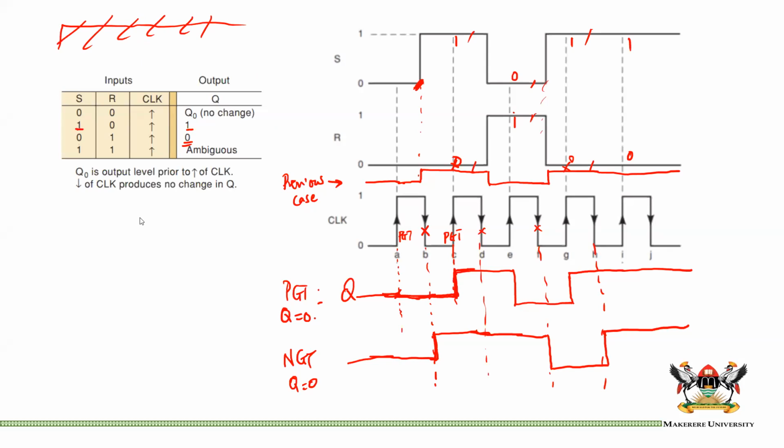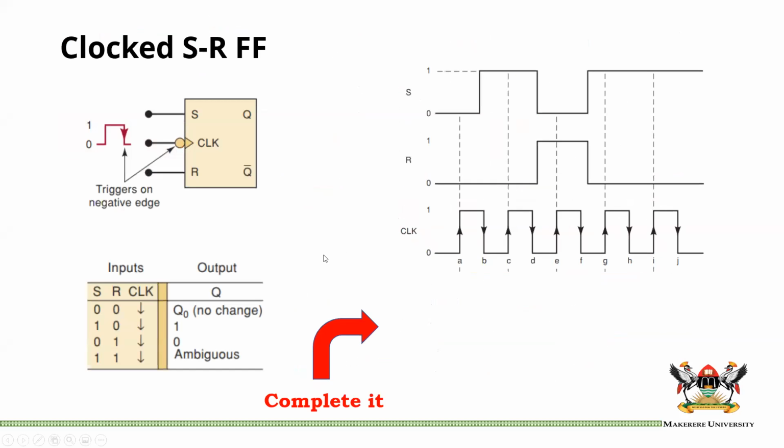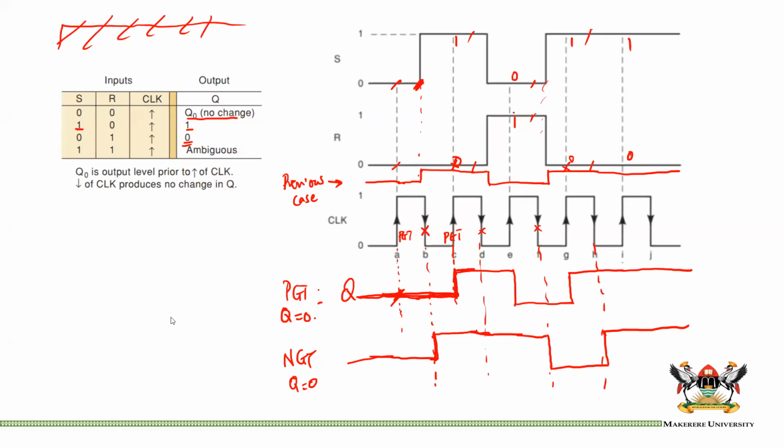Mugombe, Isaac, okay. So we don't do anything at the first PGT. At the first PGT, I think you mean this one. We actually do something, but it is just that S is 0 and R is 0, so it is no change. So we do something, but it is just maintaining the previous. In other words, we are following the truth table. Of course, we are following the truth table. Everything we do here, we follow the truth table.